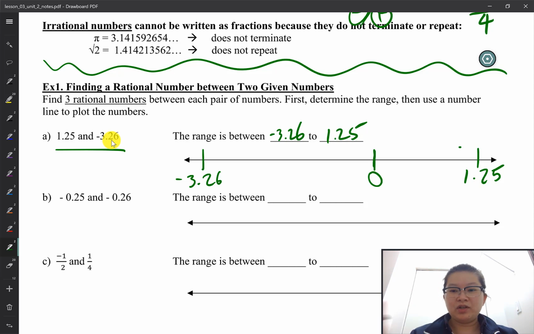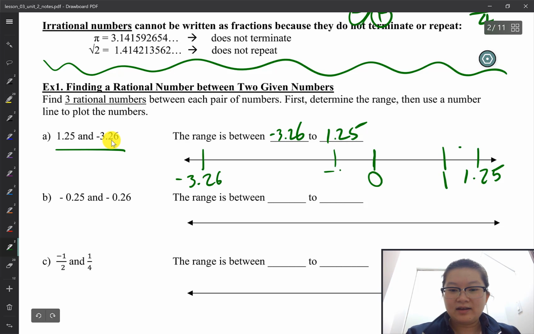Well, guess what? Between 0 and 1.25, I have to get up to 1 first before we get up to 1.25. So that's another easy number to track there. If I go to the negative side of my number line, then I do know that I'm going to go negative 1, and then negative 2, and guess what? I'm going to reach negative 3 before I reach negative 3.26.